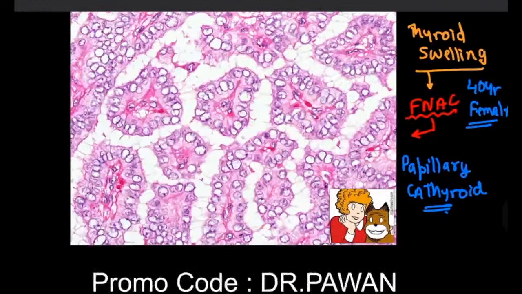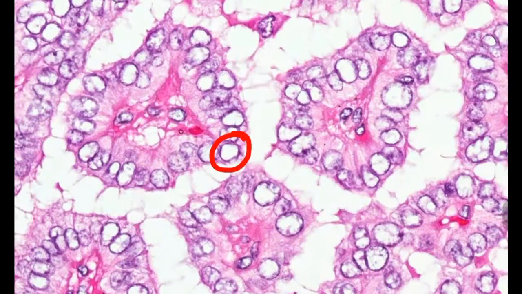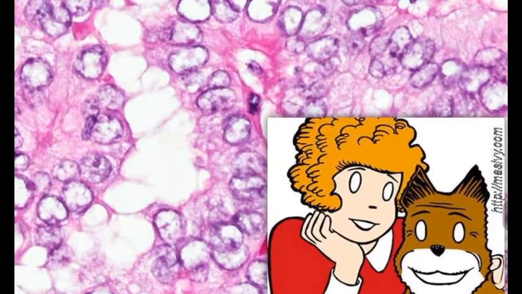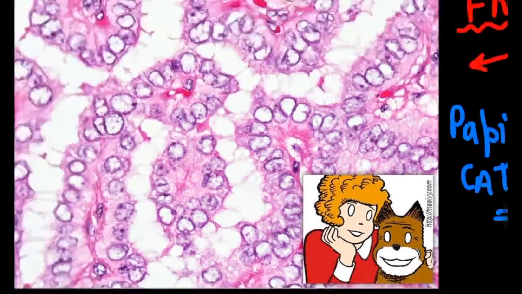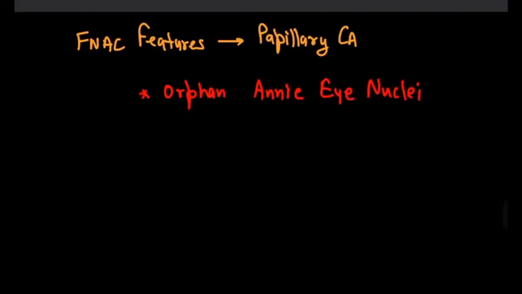So what is this? I hope you're able to appreciate that these are the cells, right? But are you able to see the nuclei in them? No, right? They are appearing as empty. This has been taken from a cartoon character where the eye was also empty, so it is just an acronym for that. I hope you get this. That is what you call Orphan Annie eye nuclei. Please understand this. This is a very important feature which you get on the FNAC of a papillary carcinoma of thyroid. Along with this, you can have something called pseudo grooving.